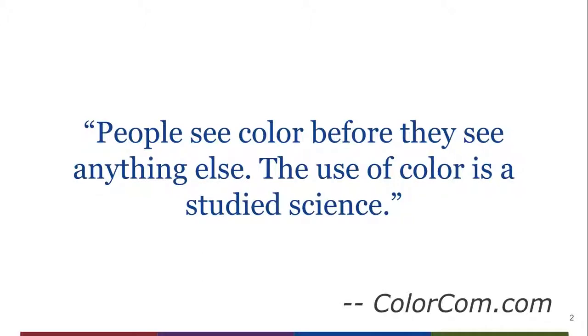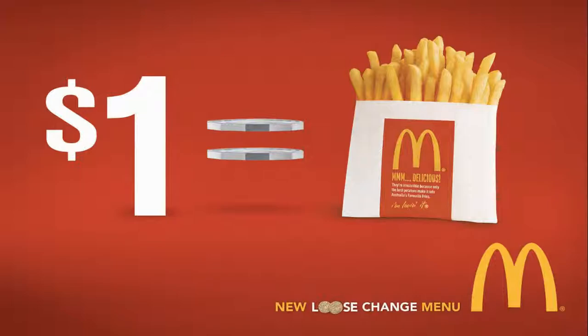But it's a very profound statement. People see color before they see anything else. The use of color is a studied science. That means that every time you see a McDonald's advertisement, they have put science into figuring out how to color this. They may call it the Golden Arches, but most of the time a message from McDonald's is actually a blast of red.